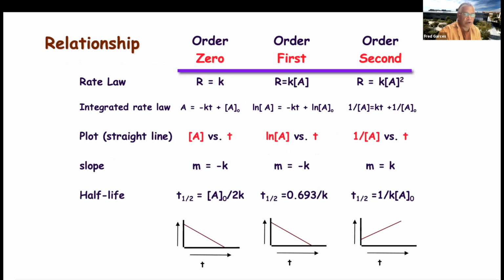So here's a summary of zeroth, first, and second order. It tells you what the general formula is. It tells you the integrated rate form. That's if you separate the variables and you integrate it, you get these. And then it tells you what graph will generate the information of K. And then you have the half-life equation here as well.